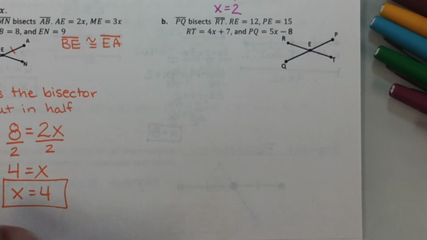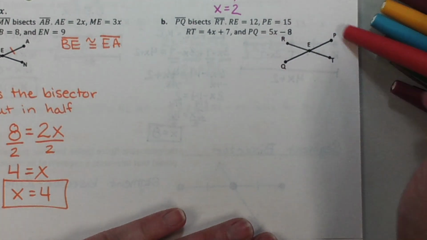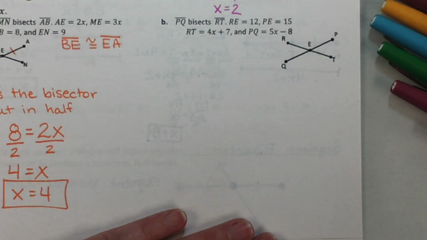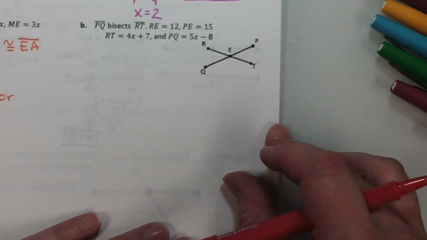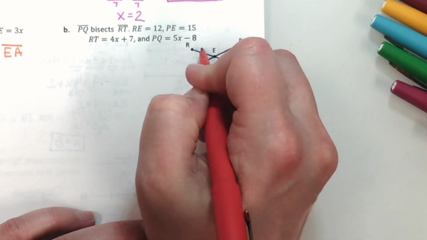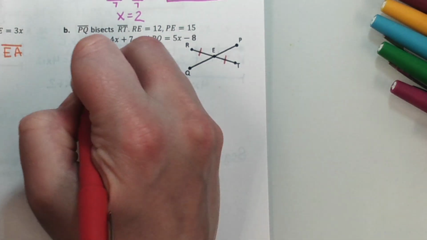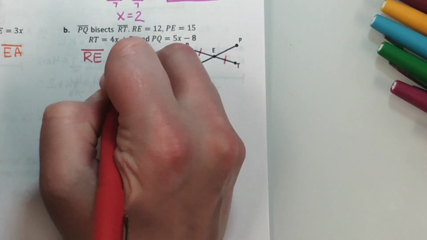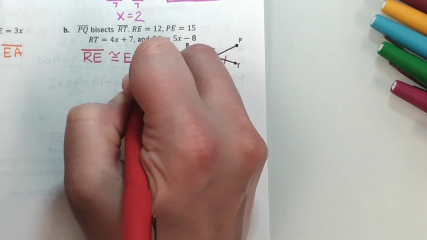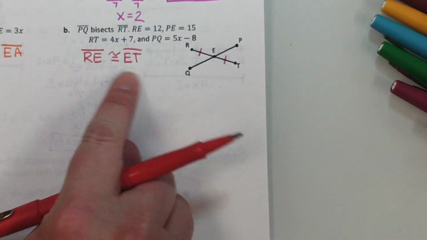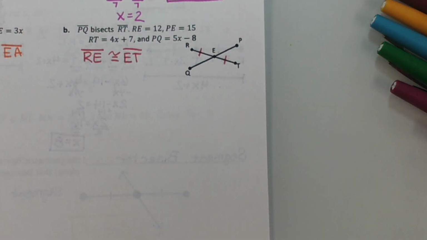Final problem. PQ bisects RT. Which one got cut in half? PQ or RT? RT. That gives me that this is congruent to this. RE is congruent to ET. And you don't have to write that congruency statement every single time either. It's just there to give us an indication of which ones we want.